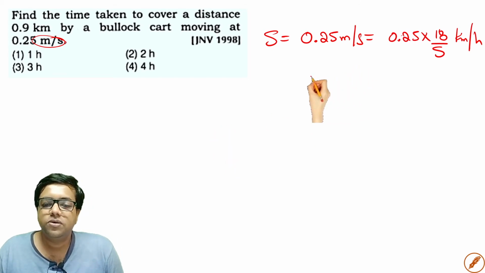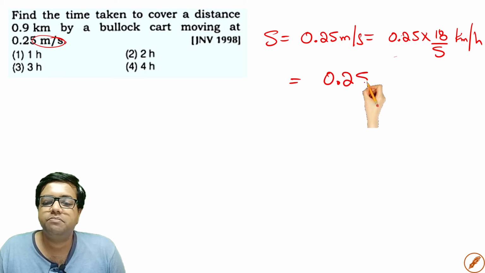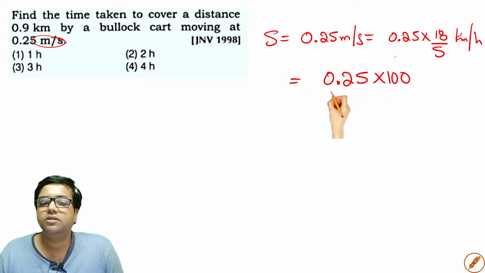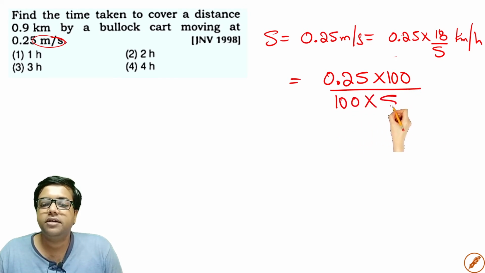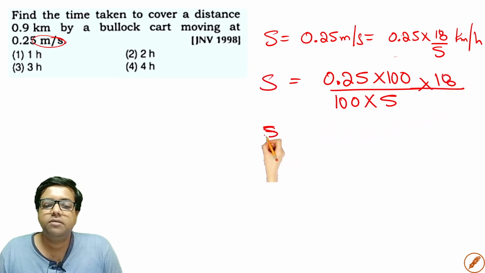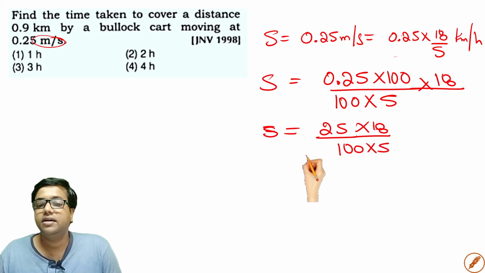Okay, so this can't be done very easily because so many figures are in decimals. In order to take away the decimals, I will multiply 2 zeros, and I will also multiply 2 zeros in the denominator, into 5 into 18 in the numerator. So this is what will be the speed. So speed will be equal to 25 into 18 by 100 into 5.